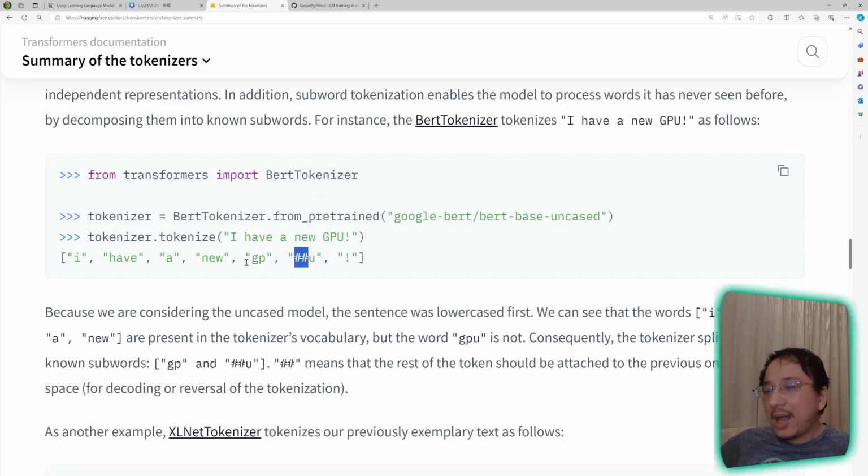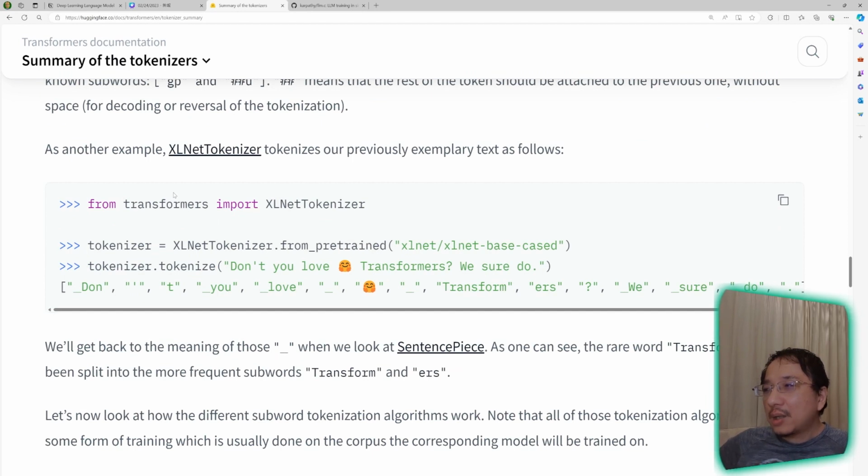So here's another example, the tokenizer of XLNet. As you can see, space is also considered a character in this tokenizer. This particular tokenizer is using SentencePiece, which we are going to introduce a bit later. You can see that even though "transformers" is not in the dictionary, it can still split it into more suitable segmentations like "transform" and "ers".